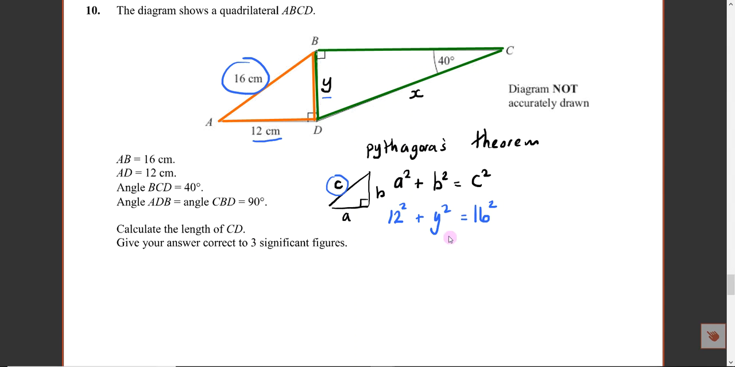So, first of all, what's 12 squared? 144. What's 16 squared? That's on the wall. 169. Nope. 196. No. 250. 256, yeah. So I've got that now. 144 plus y squared is 256.